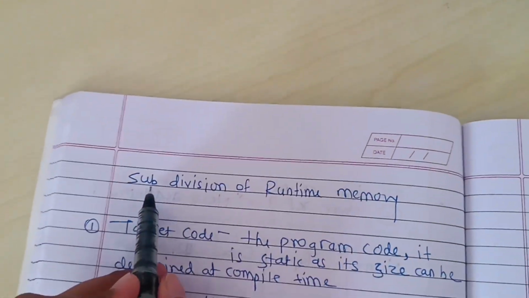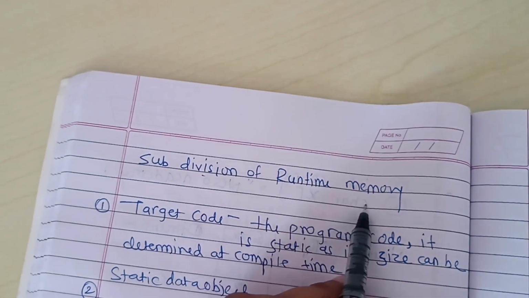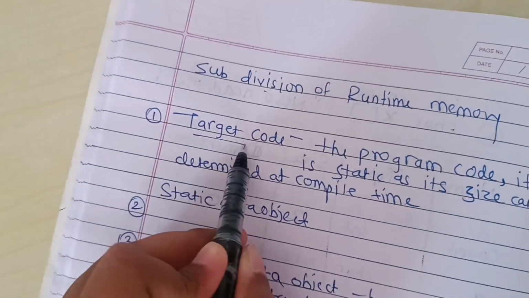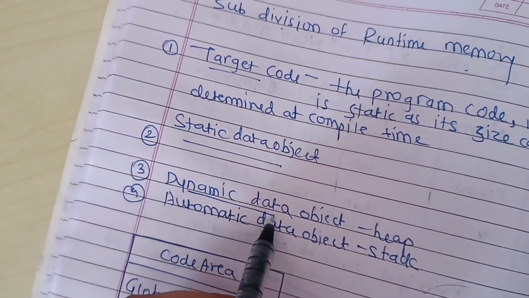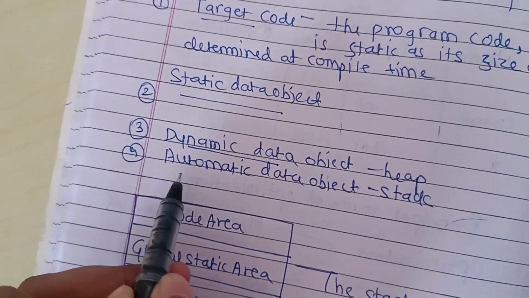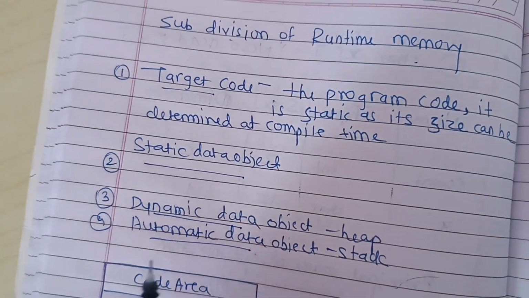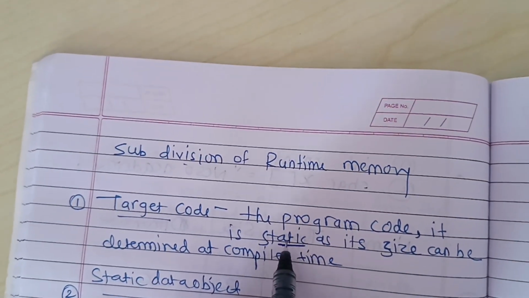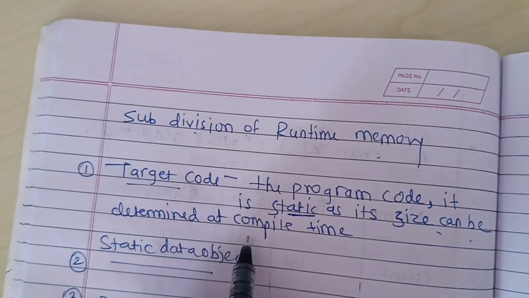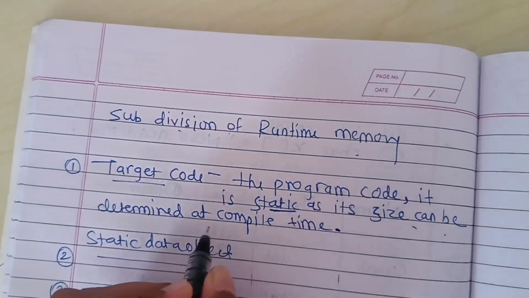Okay, so subdivisions in runtime memory. It has target code, static data objects, and dynamic data objects, as well as automatic data objects. In target code, the program code is static as its size can be determined at compile time.